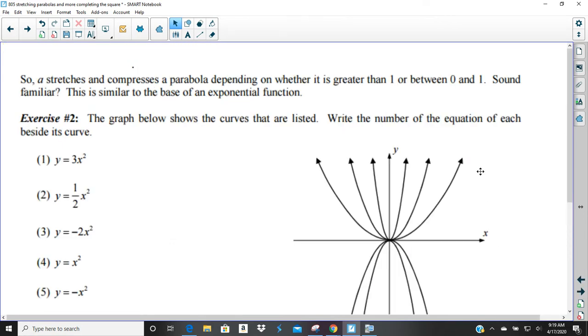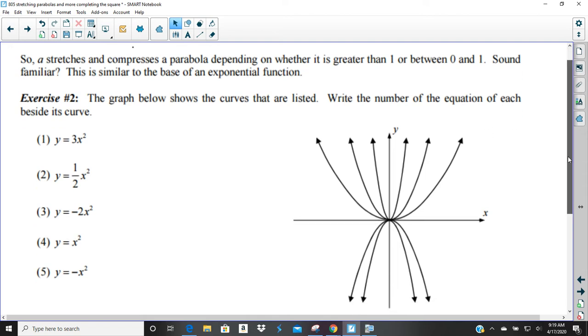So let's go on to the second question. What they want us to do is look at these different graphs and write the number of the equation beside each curve. Now, if we multiply by a number greater than 1, it gets skinnier. What do you think happens when we multiply by a number less than 1, which is a fraction? It's going to get wider. So it's going to help you with these. And if we have a negative in front, what do you think is going to happen? It's going to flip. So why don't you have an idea about where these different numbers are going to go, and then I will help you with that.